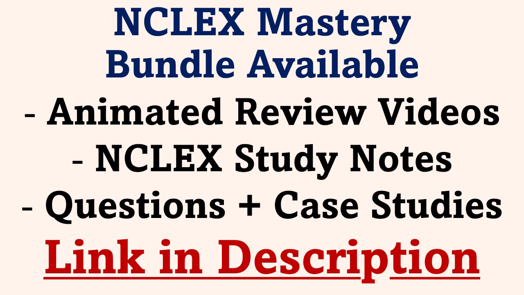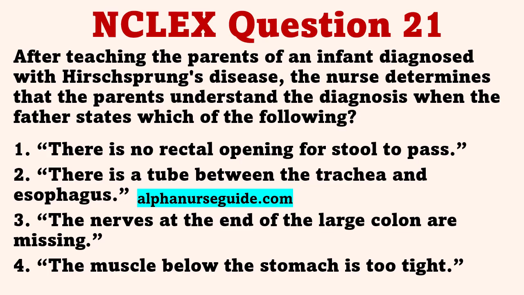Back to the questions. After teaching the parents of an infant diagnosed with Hirschsprung's disease, the nurse determines that the parents understand the diagnosis when the father states which of the following? 1. There is no rectal opening for stool to pass. 2. There's a tube between the trachea and esophagus. 3. The nerves at the end of the large colon are missing. 4. The muscle below the stomach is too tight.